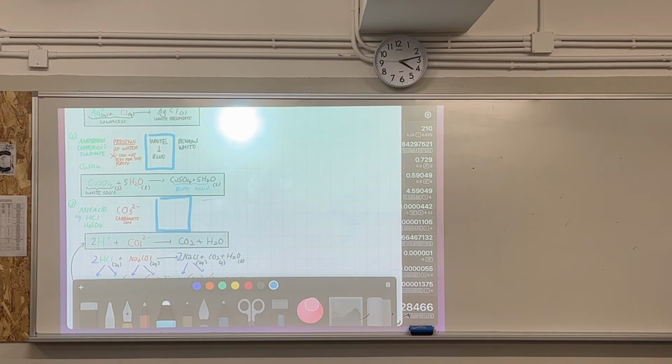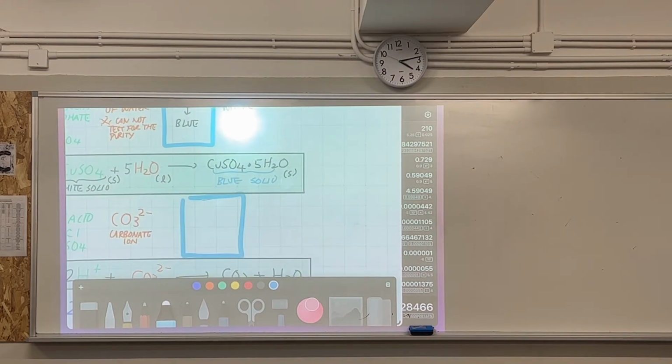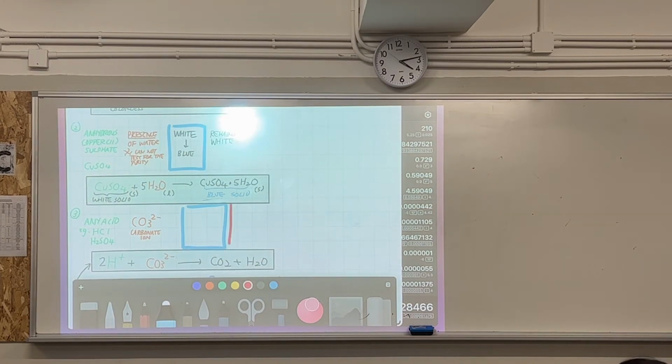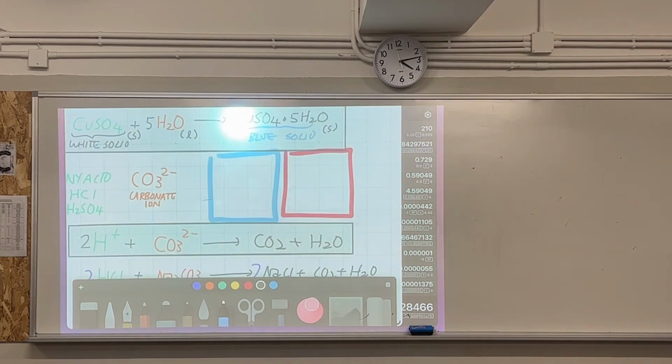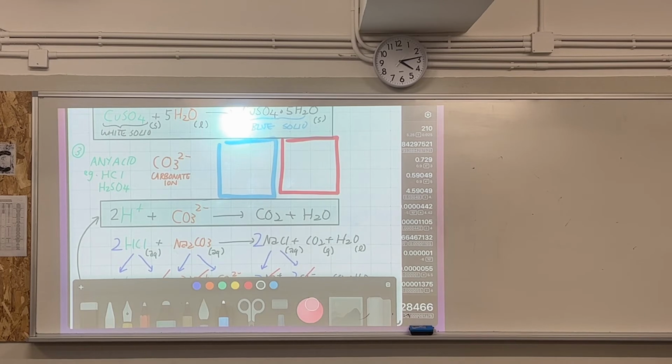You see colorless gas bubbles. You have to say colorless. You can't just say gas bubble. So, colorless gas bubbles. Write this down. You can, however, not say carbon dioxide is produced, because that's not an observation. That's just you interpreting the result. So write down colorless gas bubbles.